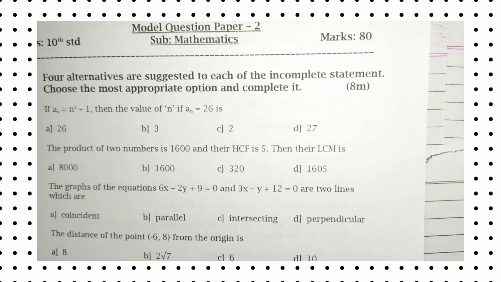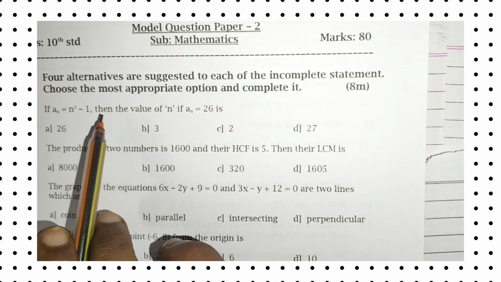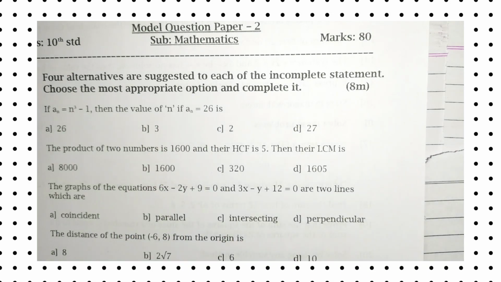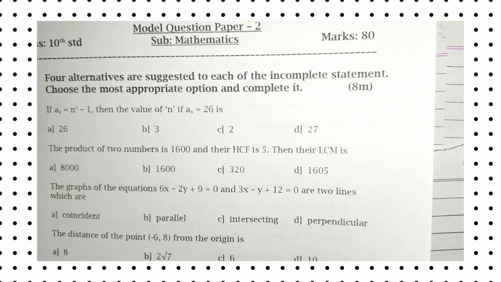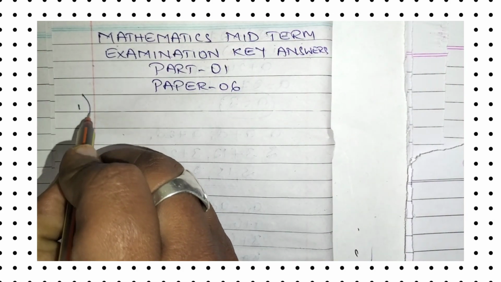The first question of paper 6 is, if an is equal to n cube minus 1, then the value of n if an is equal to 26 is dash. So now let us answer the first question.